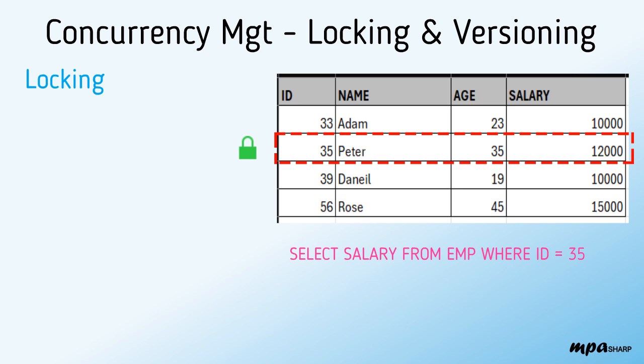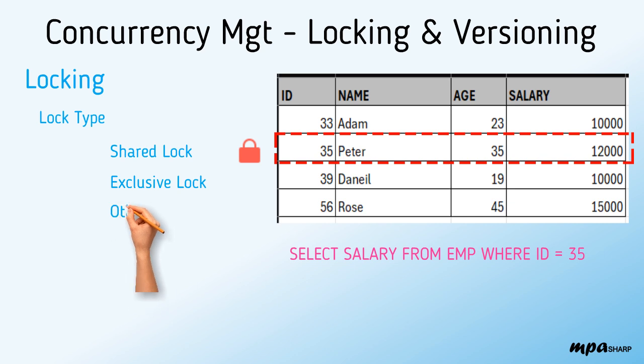There are several types of locks. When we read data, like in our example, SQL Server places a shared lock. But if SQL Server wants to update a row, it places an exclusive type of lock. There are also many other kinds of locks which we will discuss in future advanced modules.